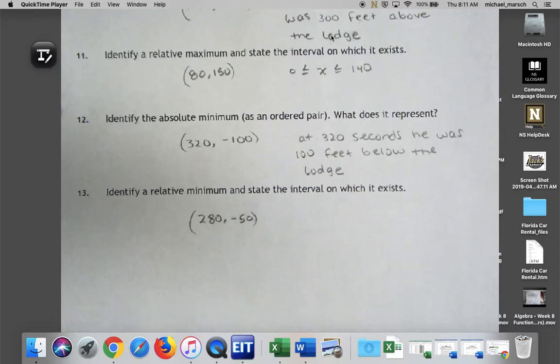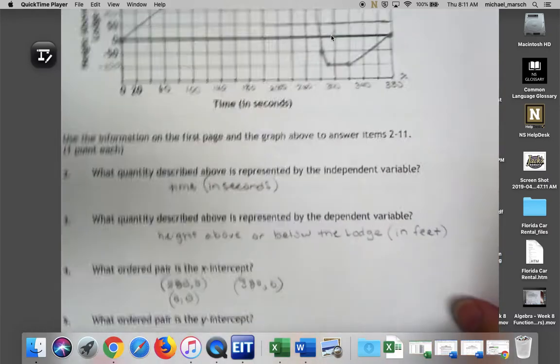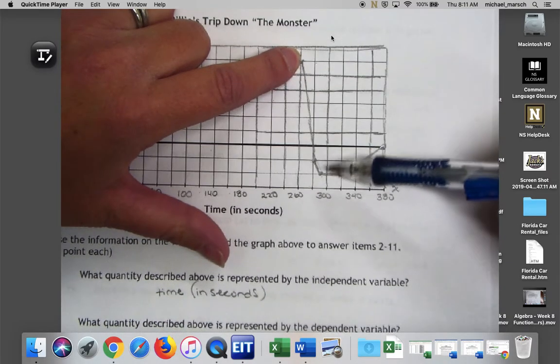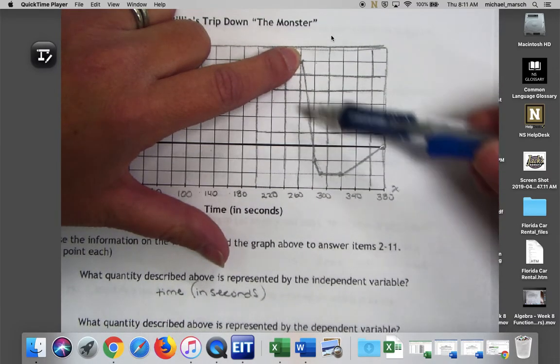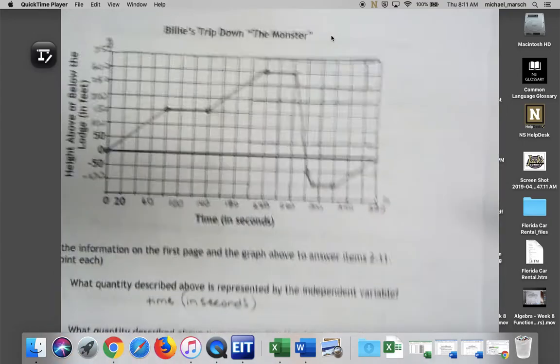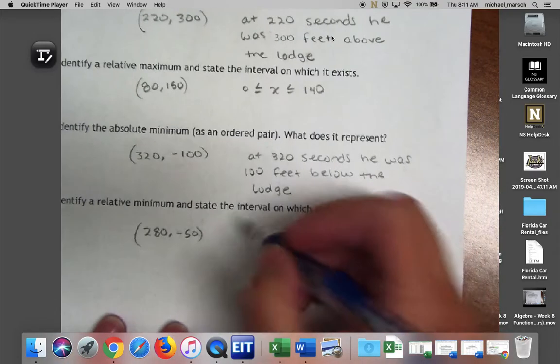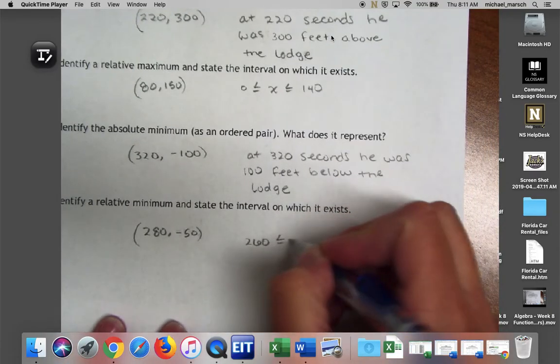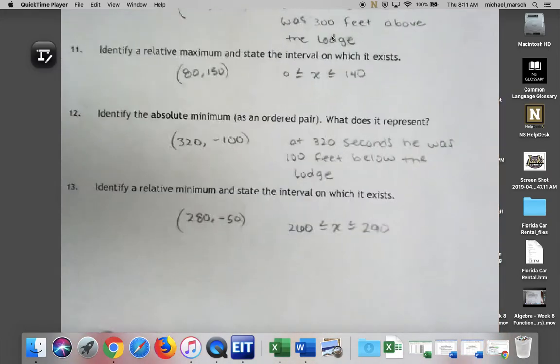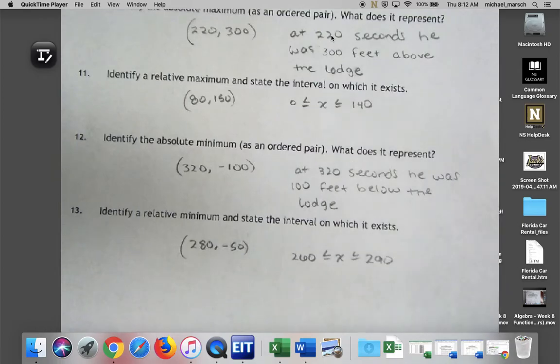And the interval, so where did that happen? We could say that's between 260 and 300 because it is in between those two, or even just 260 and 290. Remember we had this weird 10-second thing. So let's say between 260 and 290. Okay, so those are some things that you'll need to do for the quiz tomorrow.